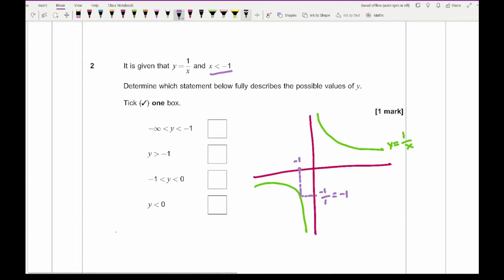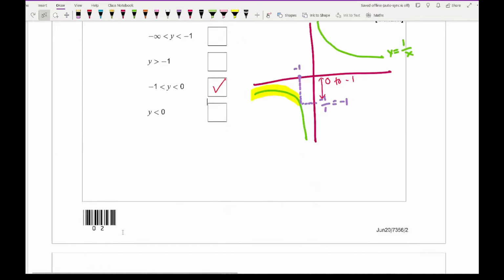Now the range of values of y when x is less than minus 1 is this range here. So we're looking for what this range is going to be, and that's going to be from 0 to minus 1. So the correct answer we need to tick is going to be our third option.